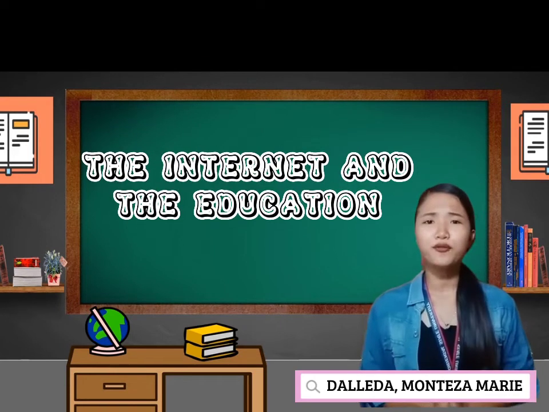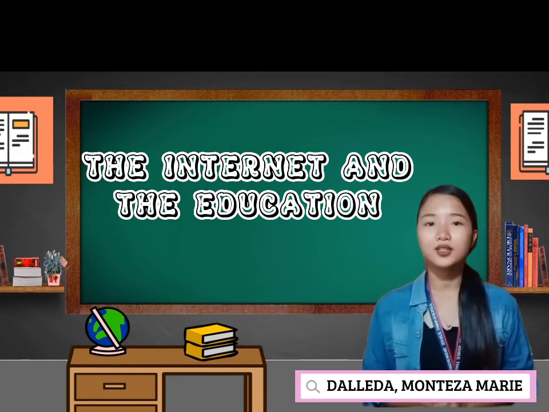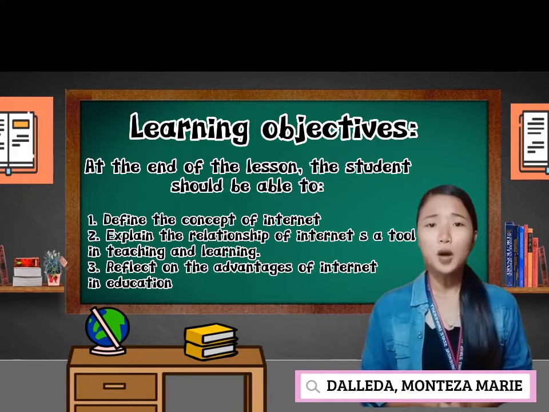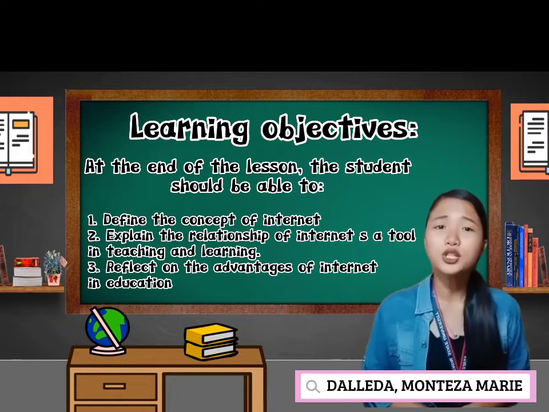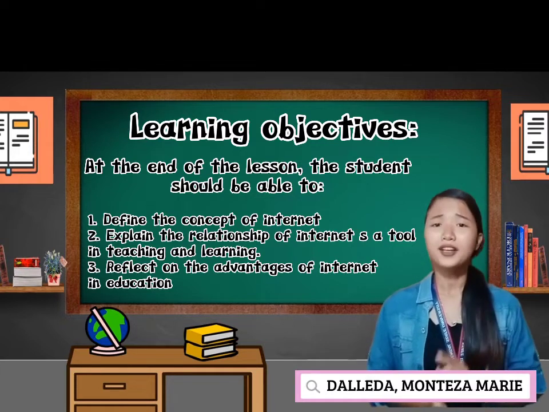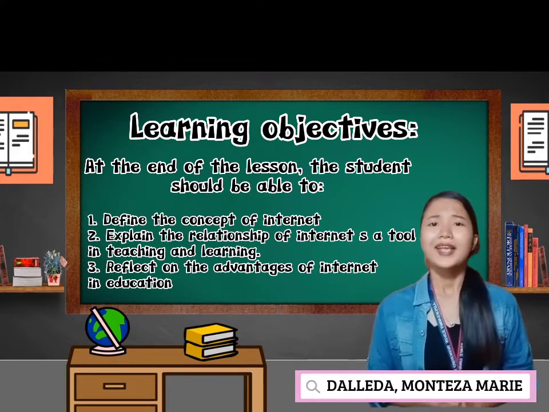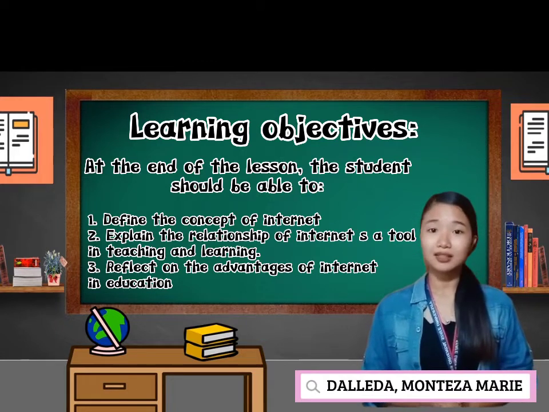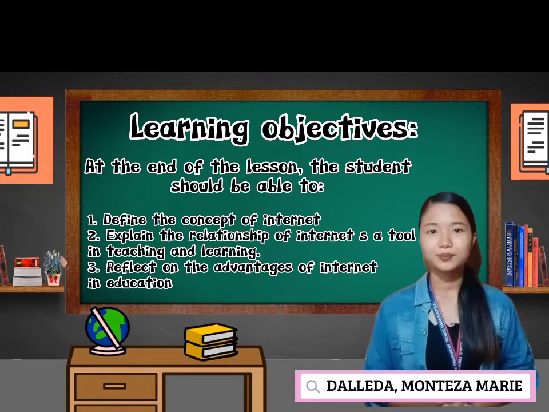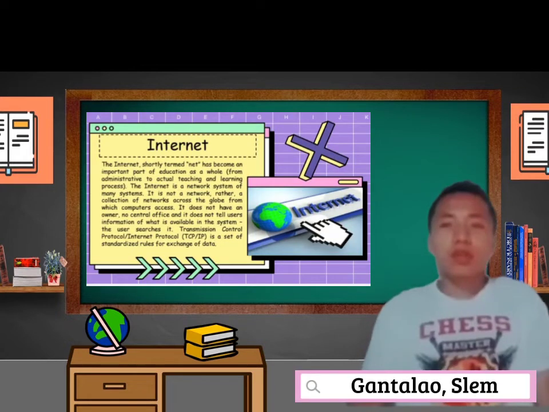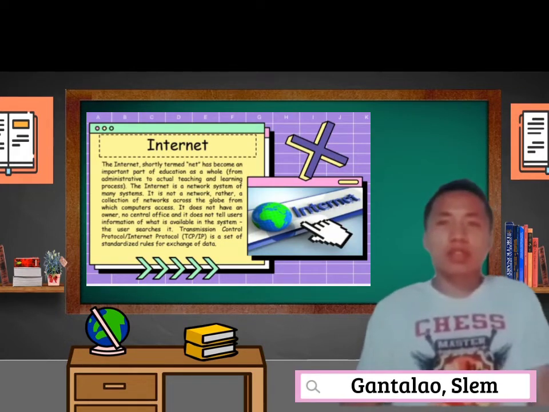And now let's move on to the internet and education. The learning objectives are, at the end of the lesson, the student should be able to define the concept of internet, explain the relationship of internet as a tool in teaching and learning, and lastly, reflect on the advantages of internet in education. It is all about the internet and education.